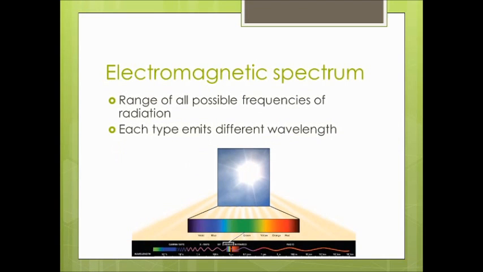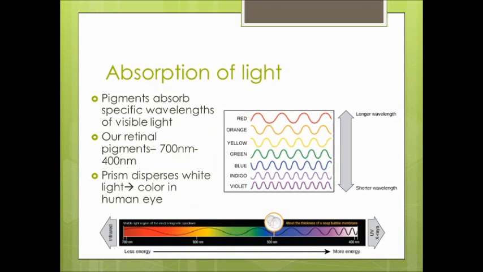The electromagnetic spectrum is a range of all possible frequencies of radiation, so all of the light that is possible. Each type will emit a different wavelength. So pigments, when we start thinking about colors, are going to absorb wavelengths of visible light. However, they reflect the wavelengths that they cannot absorb. So the wavelengths that they cannot absorb, that are reflected, are the wavelengths that we see in visible light.